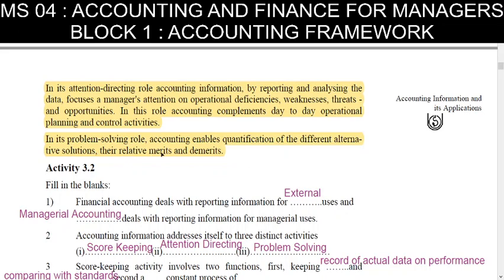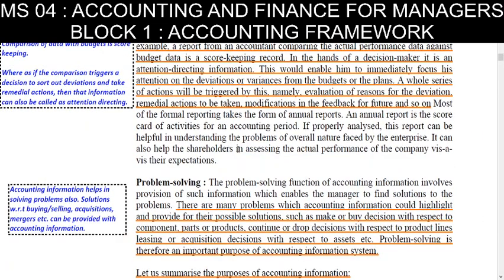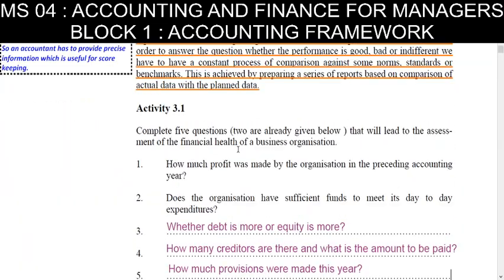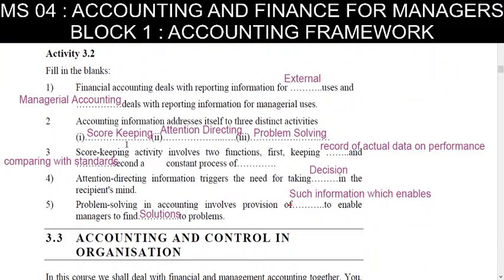In its problem-solving role, accounting enables quantification of the different alternative solutions, their relative merits and demerits. Therefore, the three aspects of accounting information are scorekeeping, attention directing, and problem solving. Fill in the blanks questions are there here.